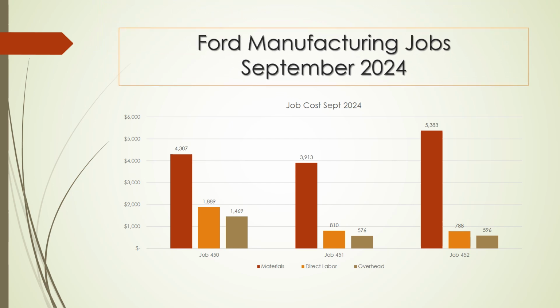So for September, we had 3 jobs. 450 and 451 were completed, and they were actually sold. 452 is what we still call our work in progress. So it's not a raw material, it's not a finished good, but it's kind of in the middle. So here you can see that the materials are pretty high on all the jobs, and then we have our direct labor and our overhead that's been applied.